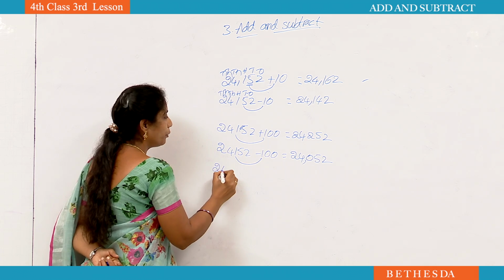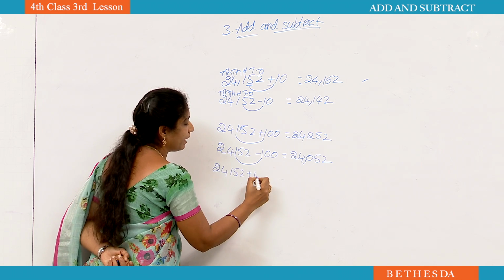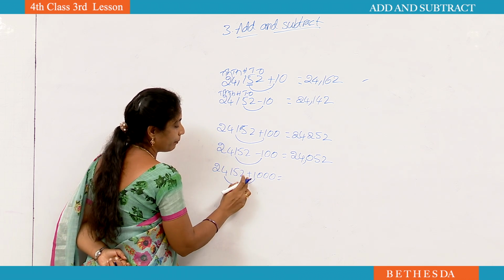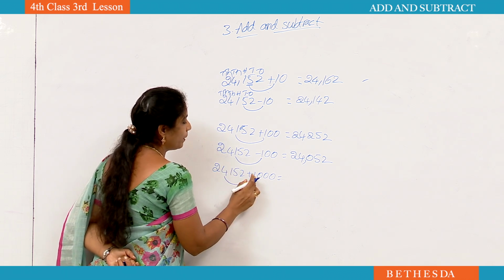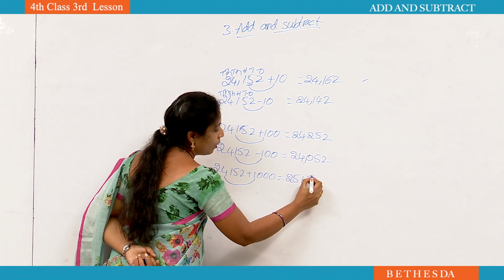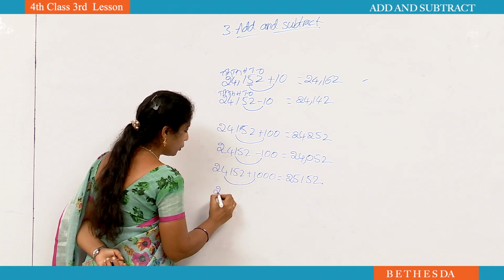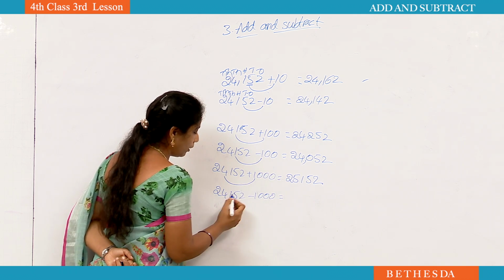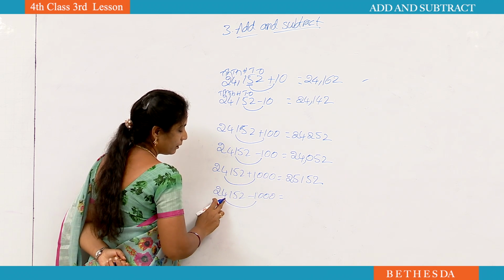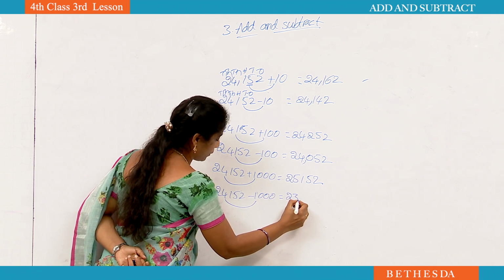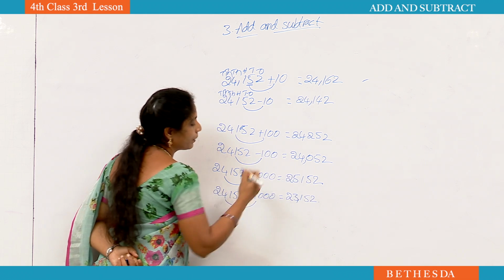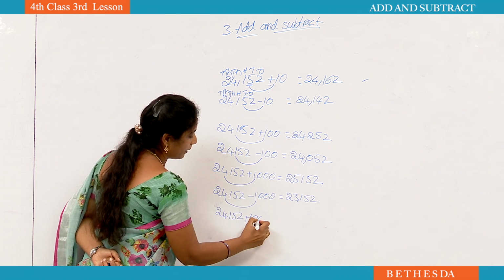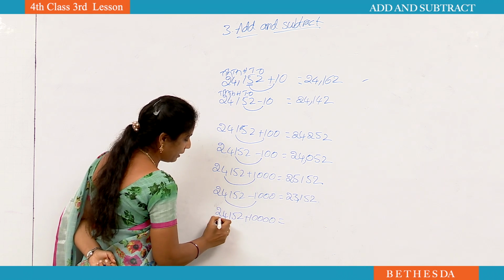Like this only. If you add 1,000 to any number, only the thousands place number will change. But we have to do addition here. 4 plus 1, 5. 25,152. If you subtract 1,000 from any number, you have to subtract only the thousands place number. Now 23,152.